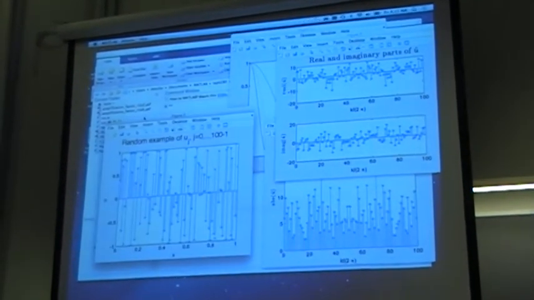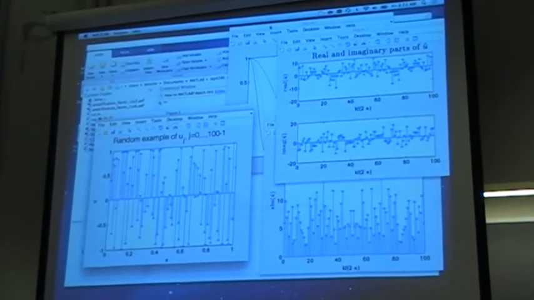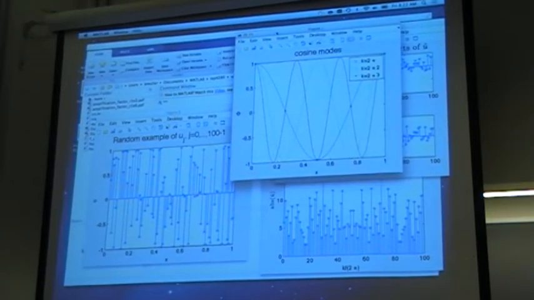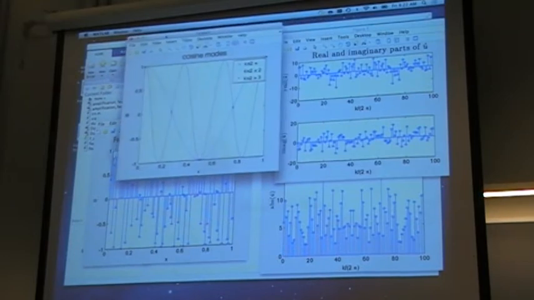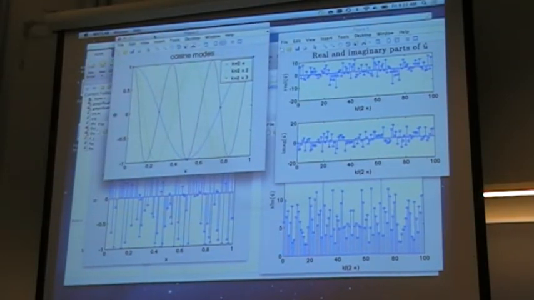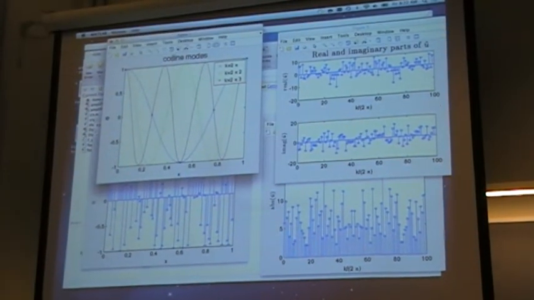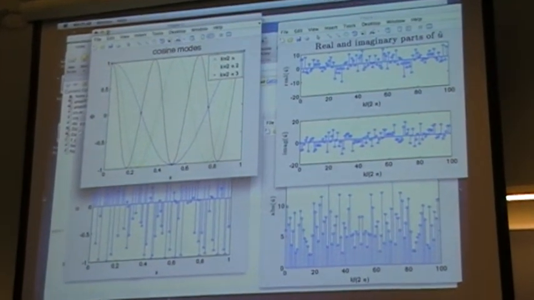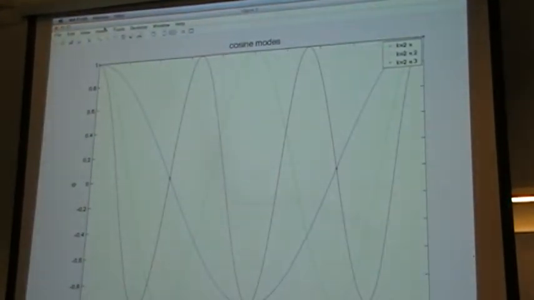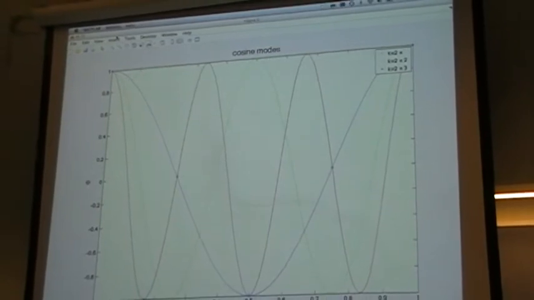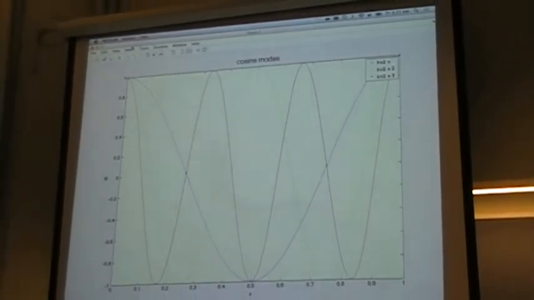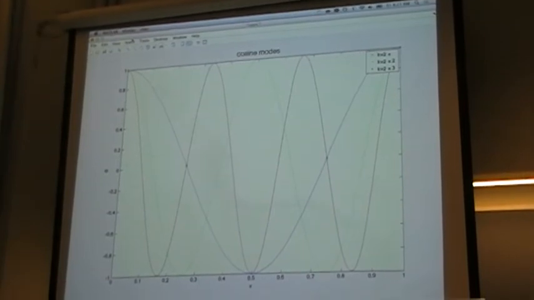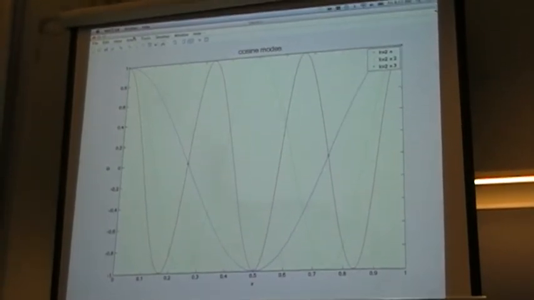We start with this one. These are the cosine modes. Let's do that a little bit bigger. So here nj is 4. That means we have 5 breakpoints from 0 to nj equal to 4.